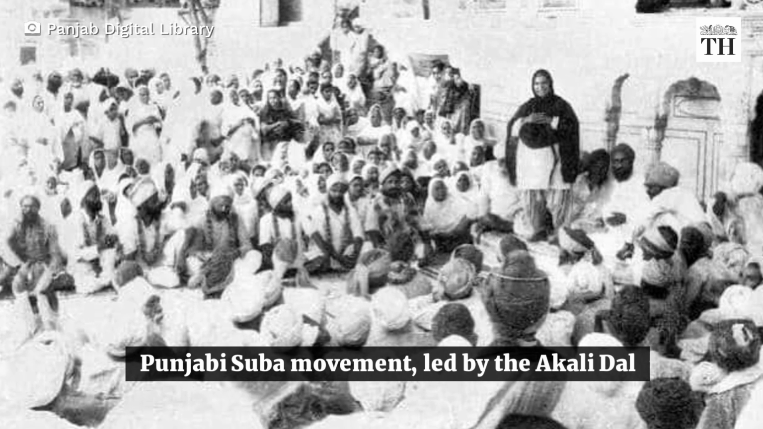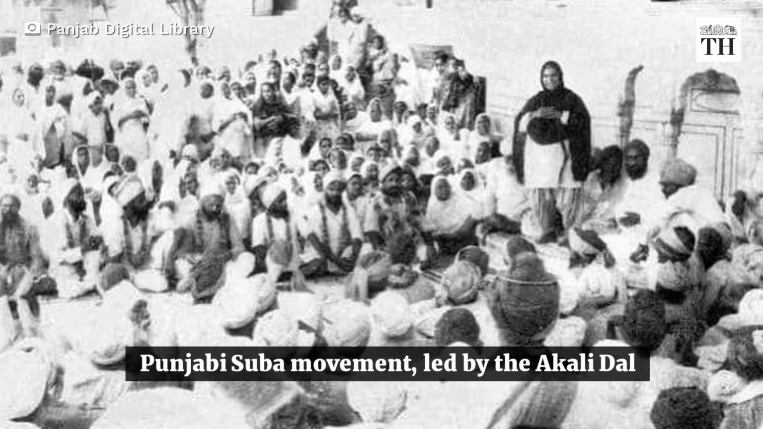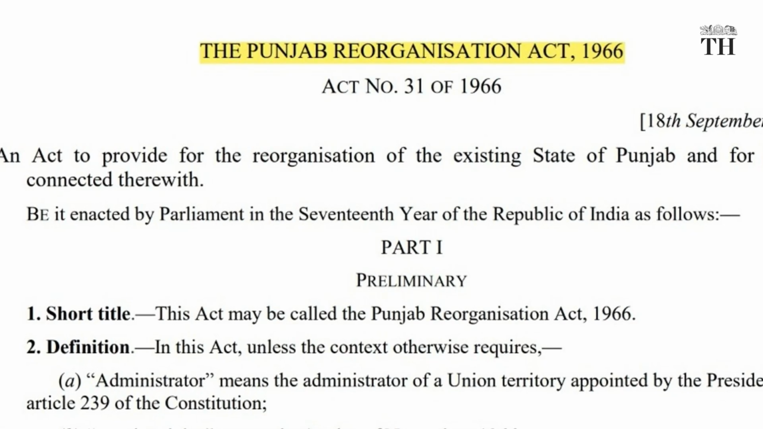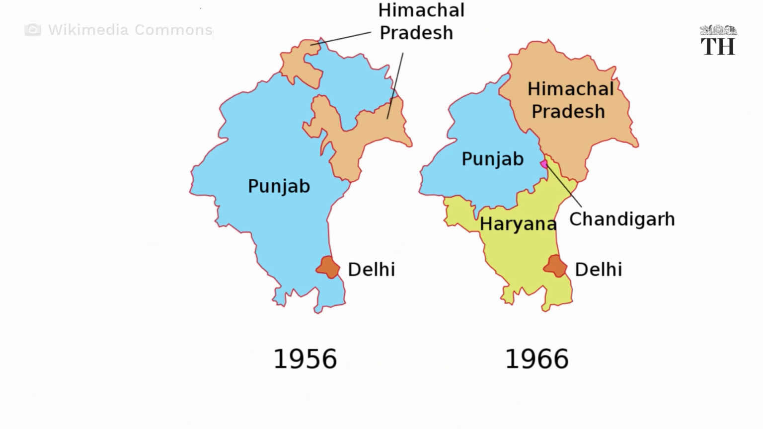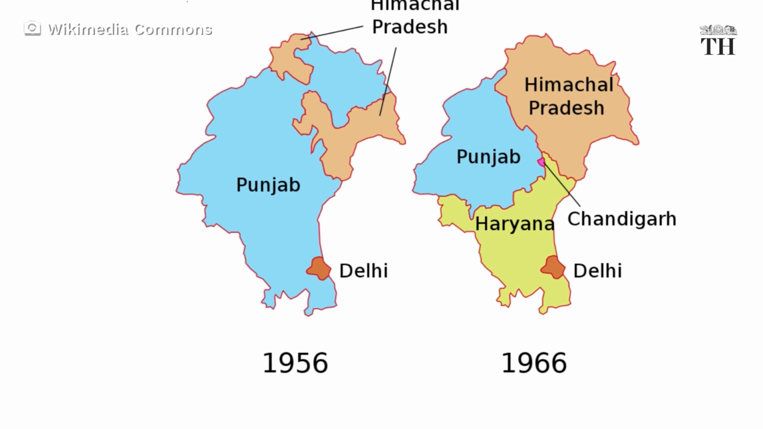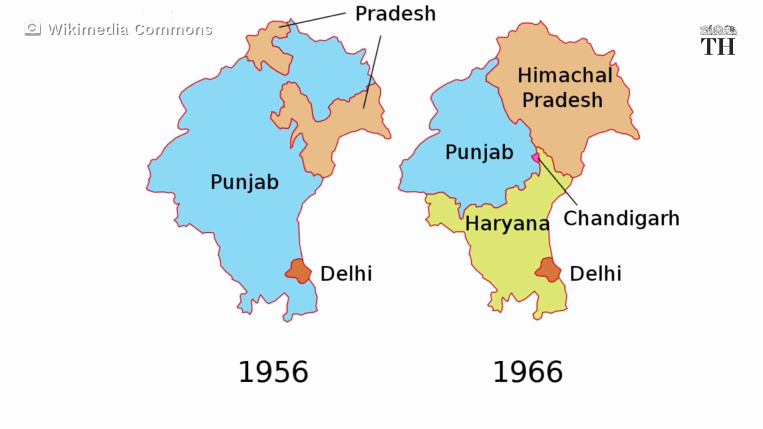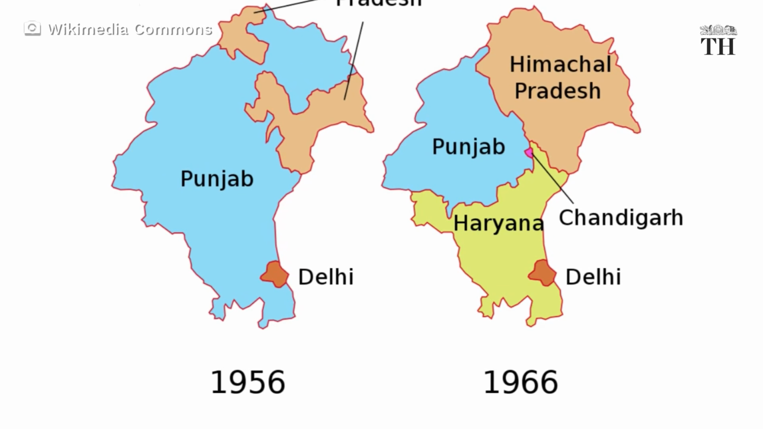Meanwhile, in Punjab, there were demands for a separate state for the Punjabi-speaking people, excluding the Hindi-speaking areas. The Punjabi Suba movement, led by Akali Dal, gained momentum and in 1966, Punjab was created for Sikhs and Punjabi speakers and Haryana for Hindi speakers. The hilly areas were carved out to form Himachal Pradesh.